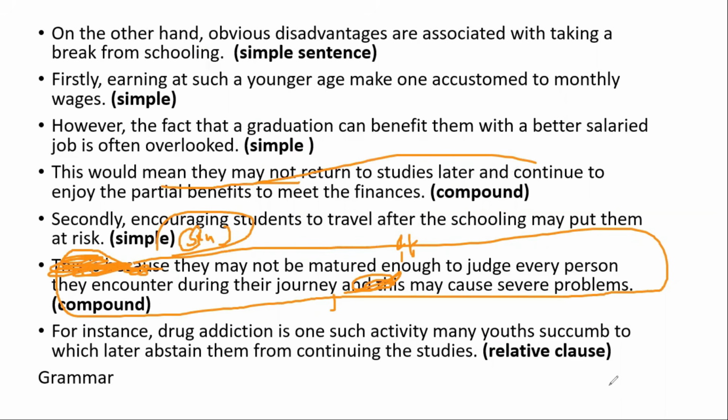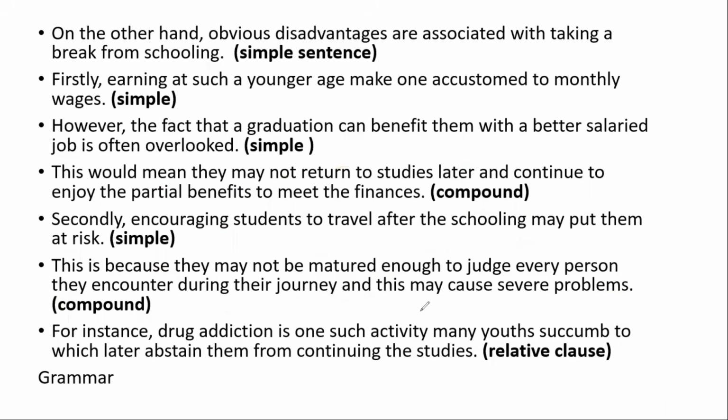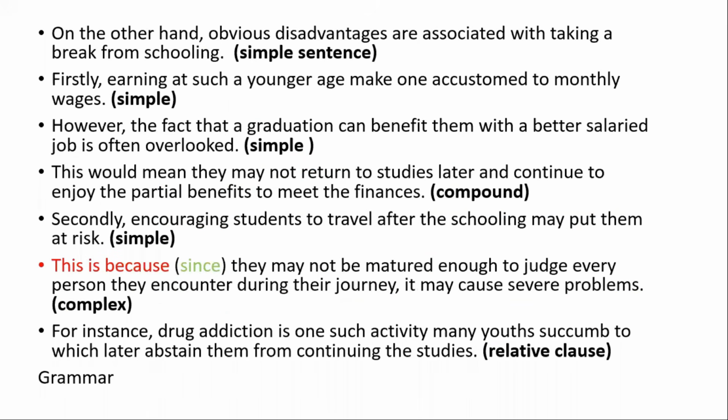From compound, I changed it to complex. And now I have all the varieties of sentences. Very simple. That's exactly what I have shown here. You remove the word "this is because". It becomes "since they may not be matured enough to judge", or "as they are not matured enough".